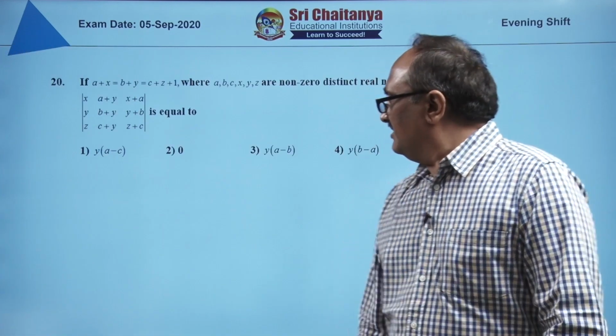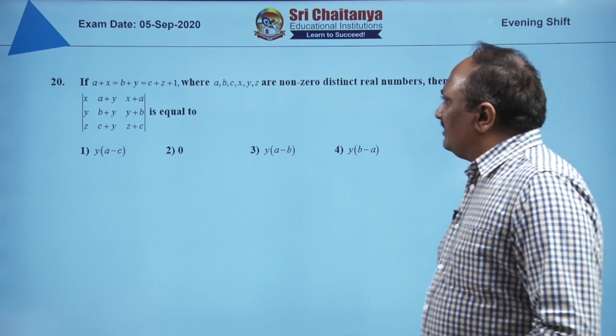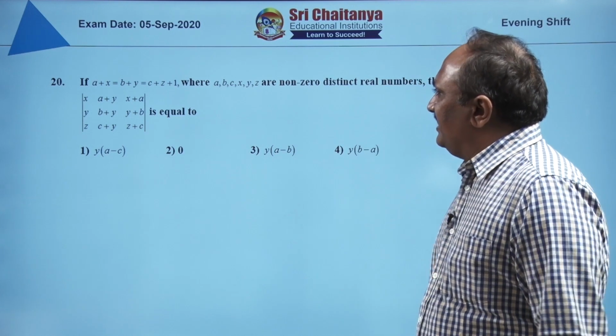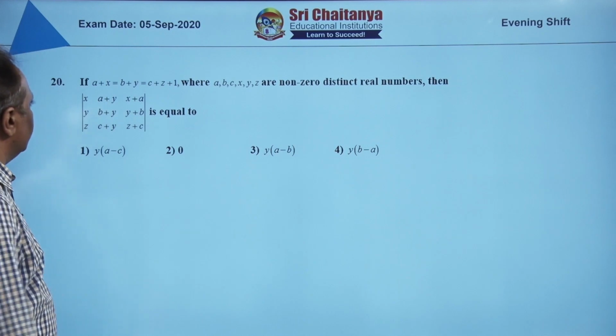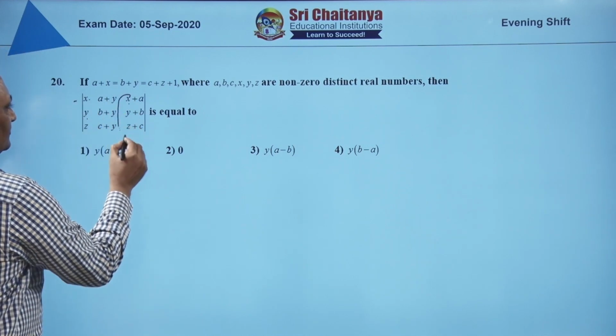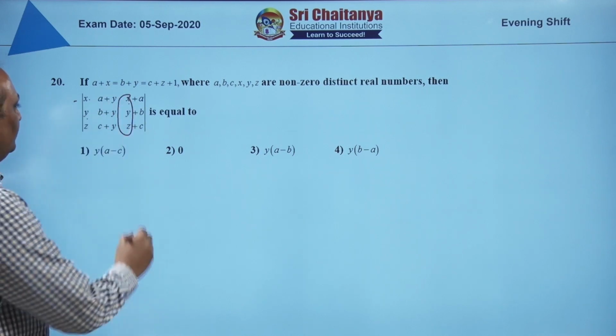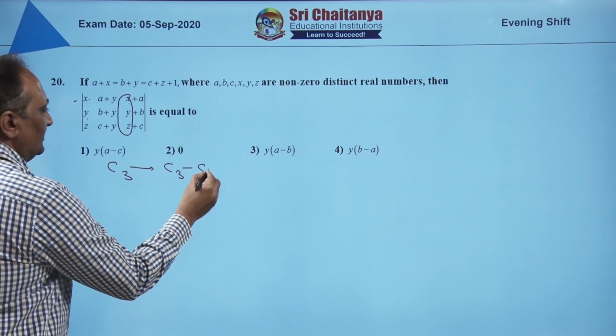Coming to the next question, that is the 20th question. It is a problem on determinants. Determinant of x, y, z, a, b, c, y, y, y, x, y, z, a, b, c. First column contains x, y, z. Third column also contains x, y, z. We can eliminate that by writing C3 tends to C3 minus C1.